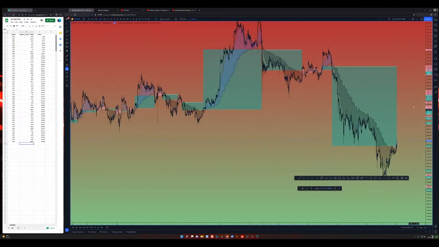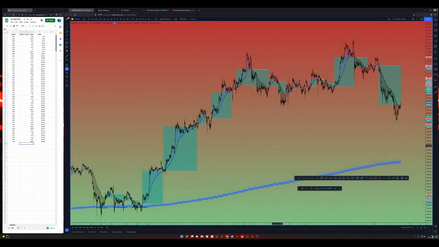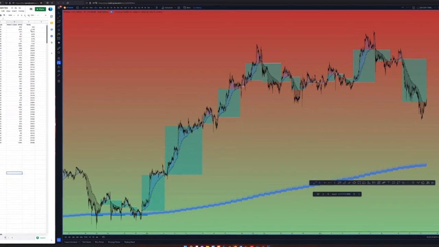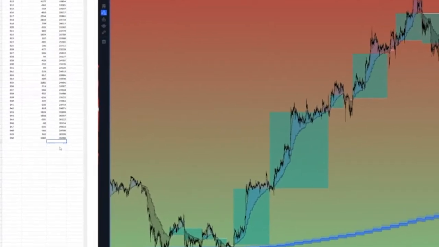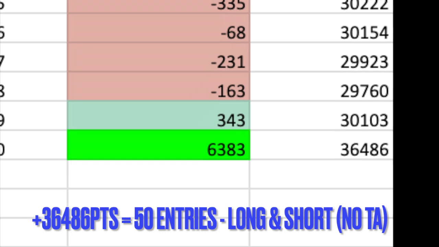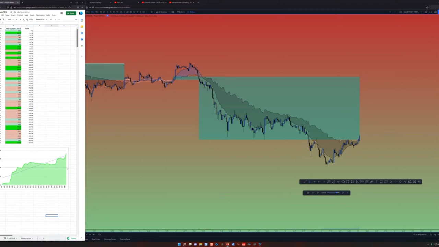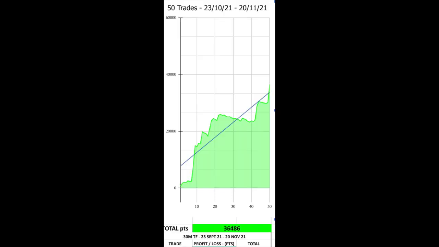Okay then, so we have finished 50 back-tested trades, and as you can see here, the ins and outs. So we'll go over the total here. We've got a total of 36,486 points. Okay, so here we are with our results, and after 50 trades we can very clearly see that this is a very nice equity curve.